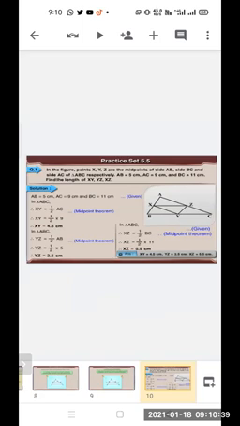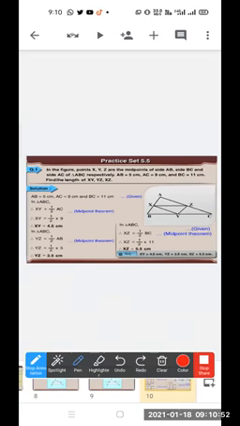In the first question, children, what is given in the figure? Points X, Y, Z are the midpoints of sides AB, BC, and AC of triangle ABC respectively. AB is given as 5 centimeters, AC is 9 centimeters, and BC is 11 centimeters. We have to find the lengths of XY, YZ, and XZ.